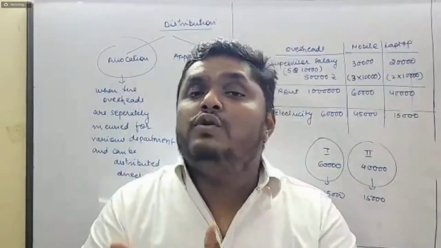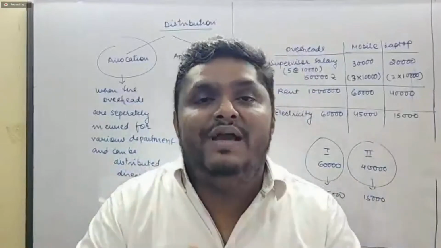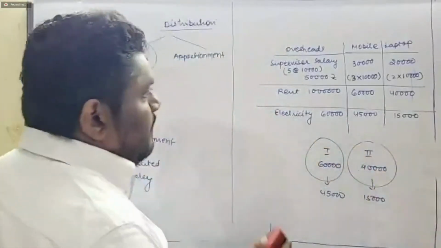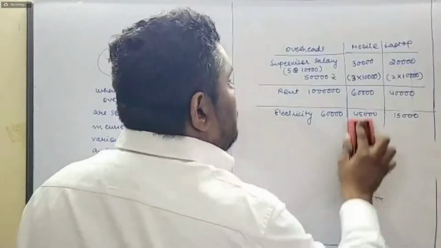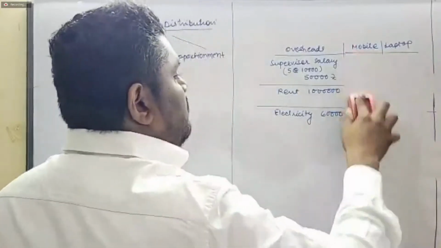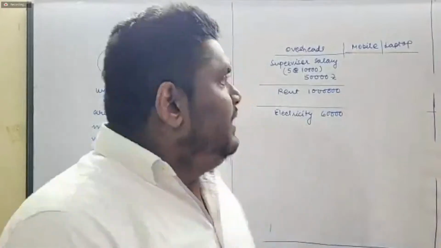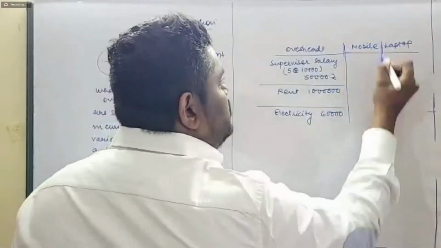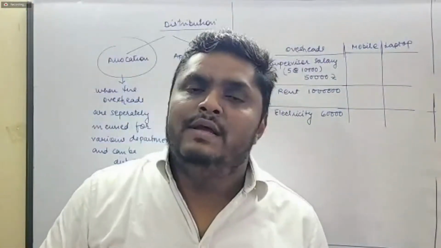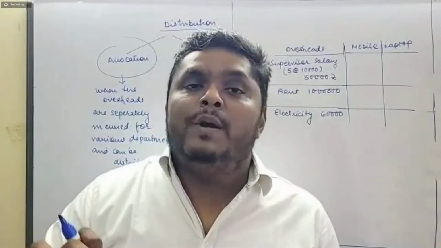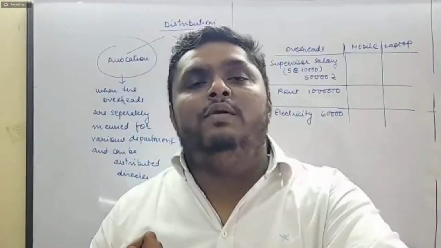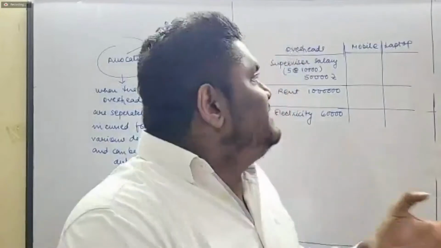If you guys have any doubts about the difference between allocation and apportionment, you can ask me. Now, let me discuss this concept of apportionment also with the help of an example. The same example, wherein there are a total of 5 supervisors and the amount paid to them is 50,000. The supervisors supervise the mobile department also and the laptop department also. There are no dedicated supervisors separately for each department.